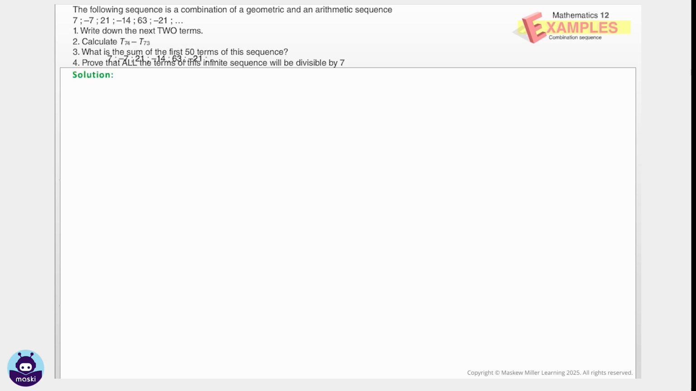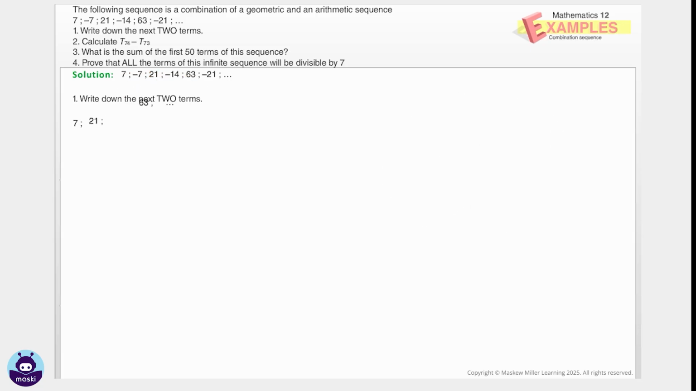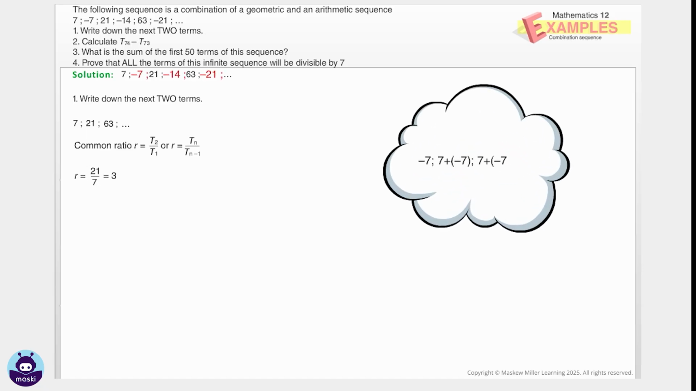Solution. If we consider the first, third, fifth terms of the combination sequence, we observe that the terms are in a geometric sequence. The common ratio of the geometric sequence is given by r equals t2 over t1, or r equals tn over tn minus 1. Substituting the values for the first two terms of the geometric sequence, we get r equals 21 over 7 equals 3.